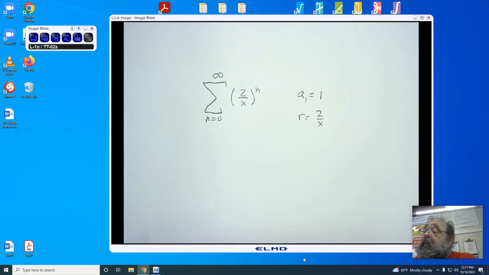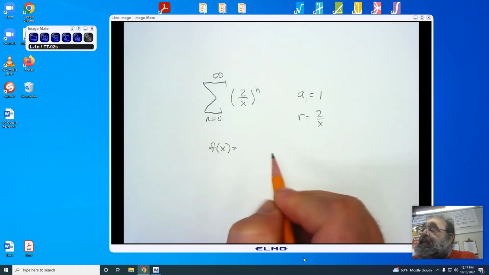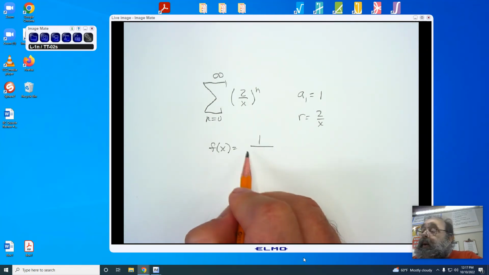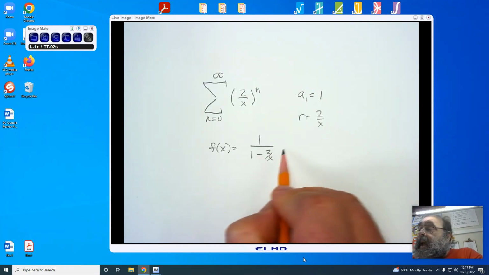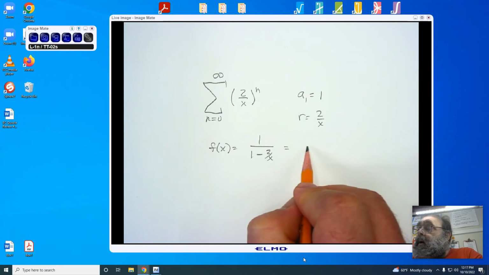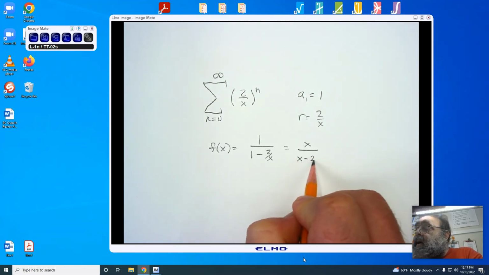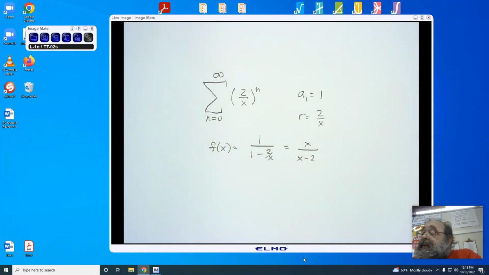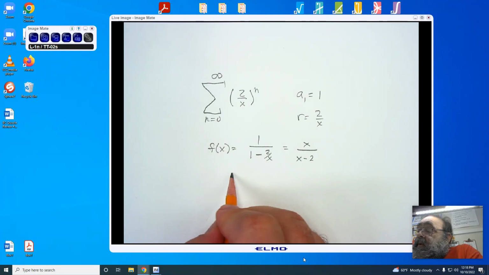And as a result, we can now find the f of x that we are approaching, or the f of x of convergence. And this is going to give me 1 over 1 minus 2 over x, and we'll get our common denominator, and we should end up with x divided by x minus 2. So this is the function that we're approaching. That's the sum, if you will, our infinite sum that we want. And we're now going to find the interval of convergence.